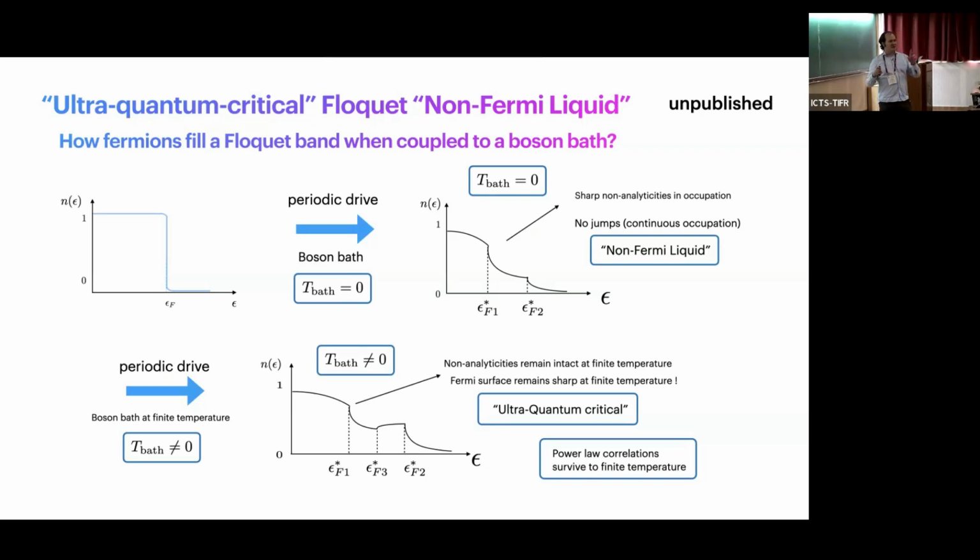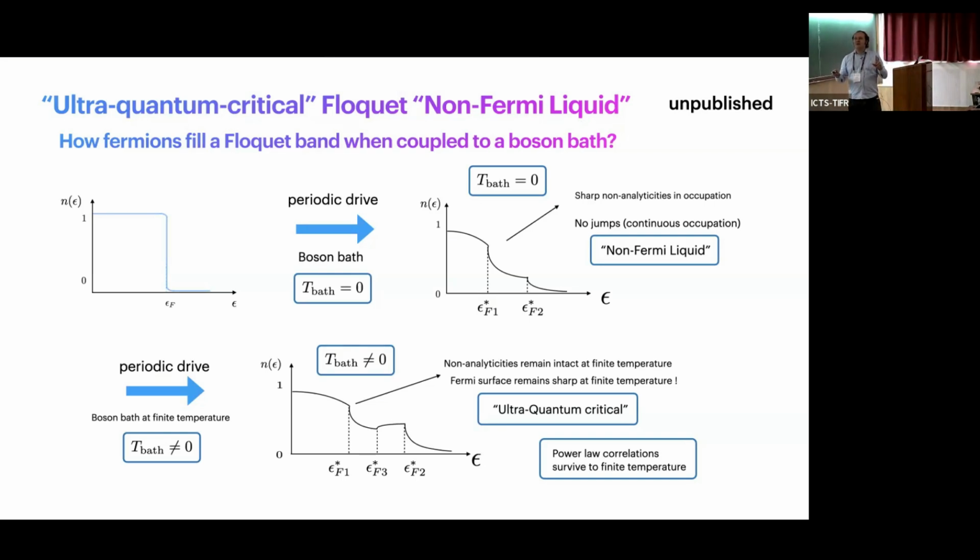So this is just the punchlines. What happens with the bosonic bath is there are still non-analyticities in the occupation, some kind of cusps, but there are no jumps of the occupation. So there is no quasi-particle residue, in a sense. This is why we call it a non-Fermi liquid. It's a Floquet non-Fermi liquid. There are sharp Floquet Fermi surfaces, but they don't have jumps, they don't have residues.